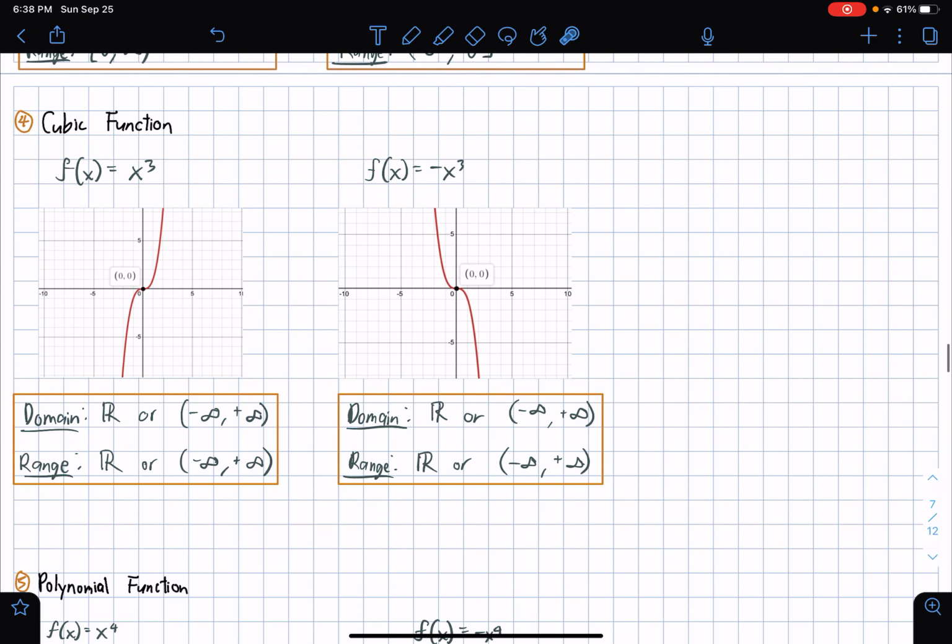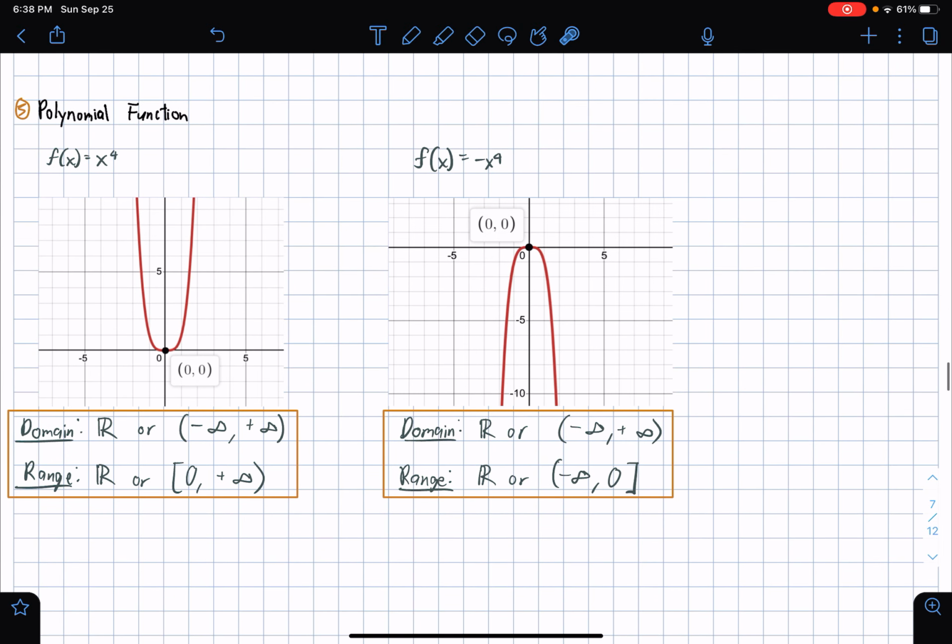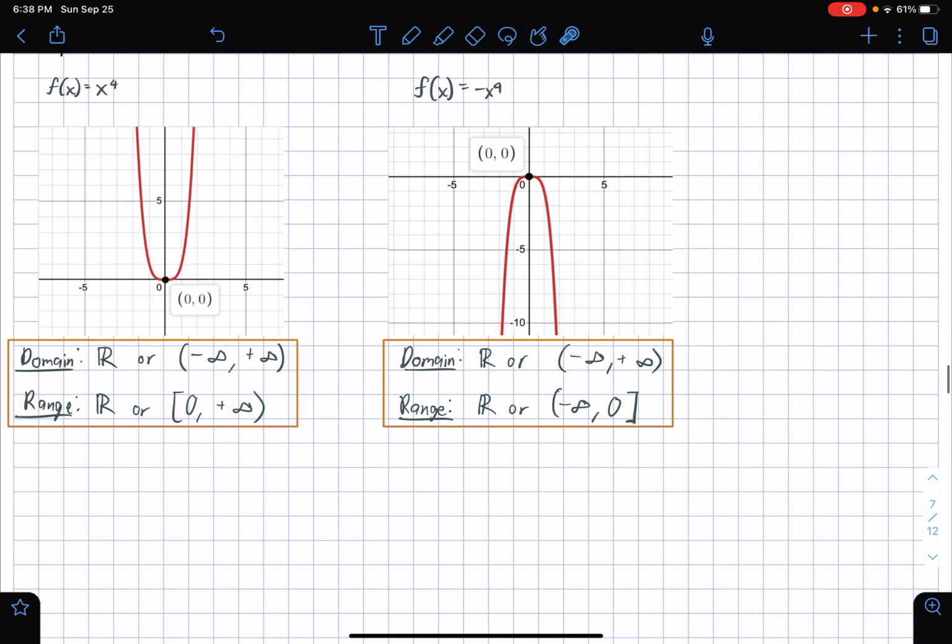For cubic function, I couldn't really make definite conclusions, but they're both a set of real numbers, given that f(x) is x raised to 3, or that f(x) is negative x raised to 3. As for polynomial functions, set of all real numbers, this is similar to a quadratic function. We'll just have to research for the more specific differences, since the similarities are already quite obvious.